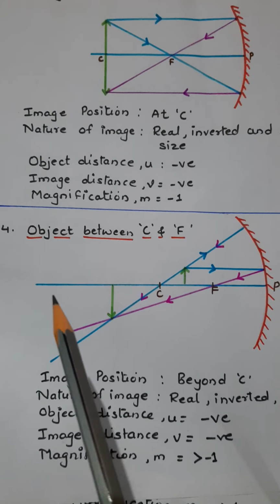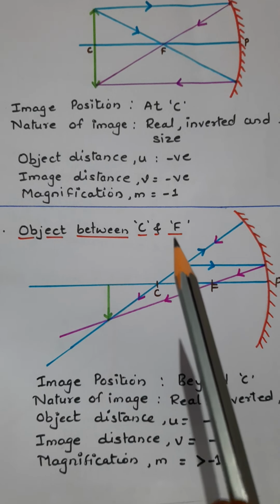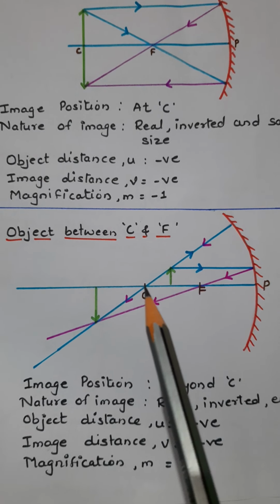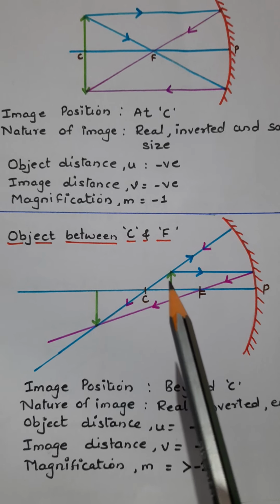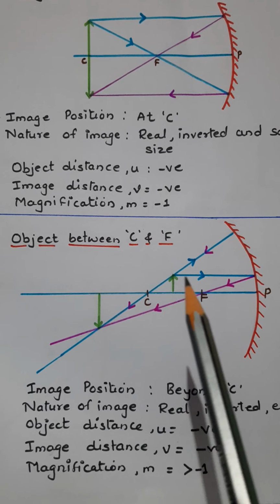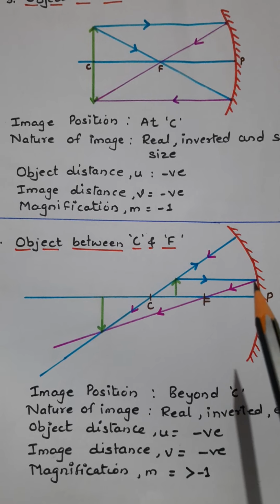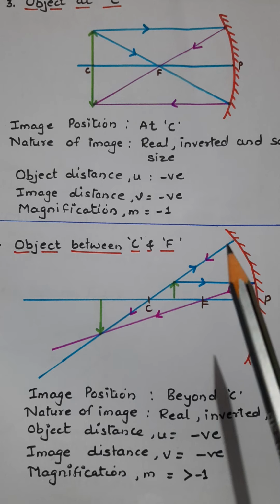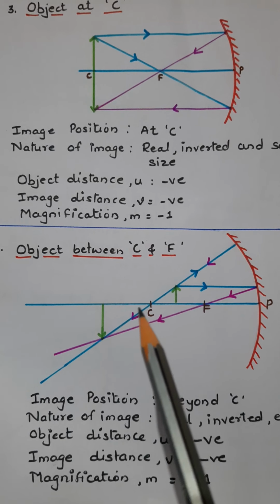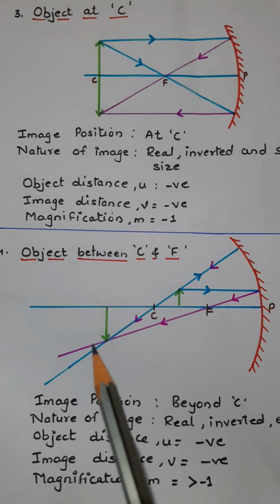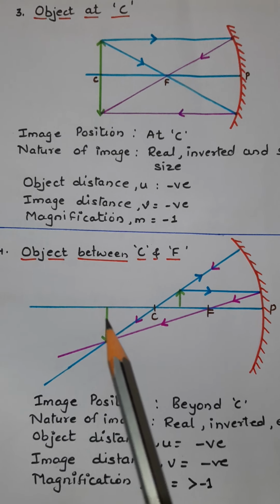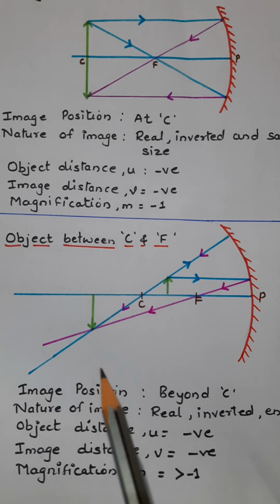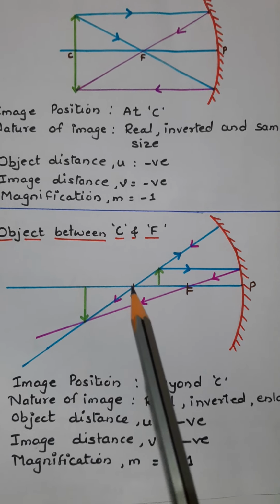Our fourth case, when the object is between C and F, that is center of curvature and focus. In this case, you can see here the object is already drawn between C and F. A ray parallel to the principal axis we are going to consider, which will pass through focus after reflection. Another ray passing through center of curvature we are going to consider, which will retrace the path back. Both the reflected rays meet beyond C here. So image is formed where the reflected rays intersect each other. In this case, the image position is beyond C.